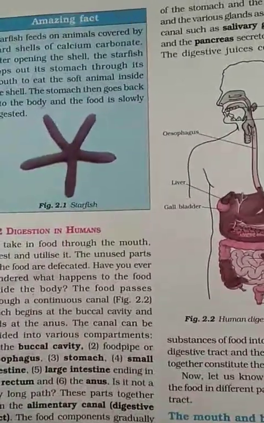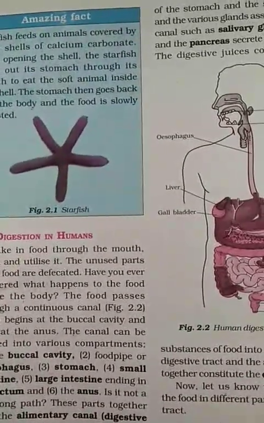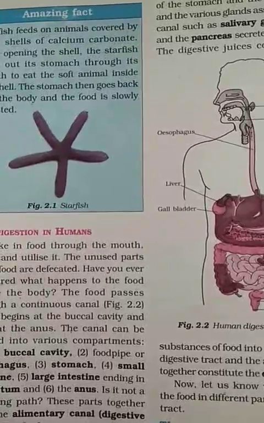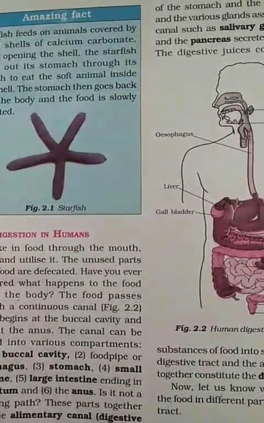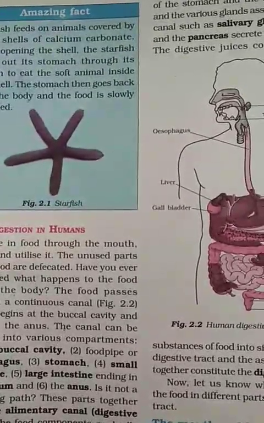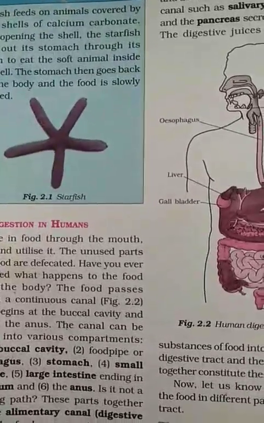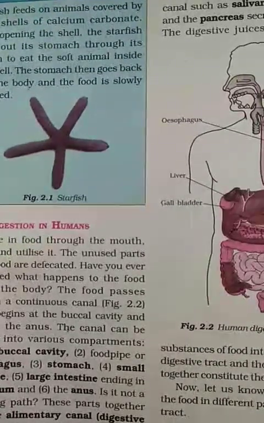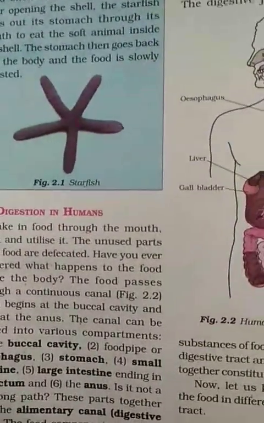Here the starfish is shown. The starfish feeds on animals covered by hard shells of calcium carbonate. After opening the shell, the starfish pops out its stomach through its mouth to eat the soft animals inside the shell. The stomach then goes back into the body and the food is slowly digested.